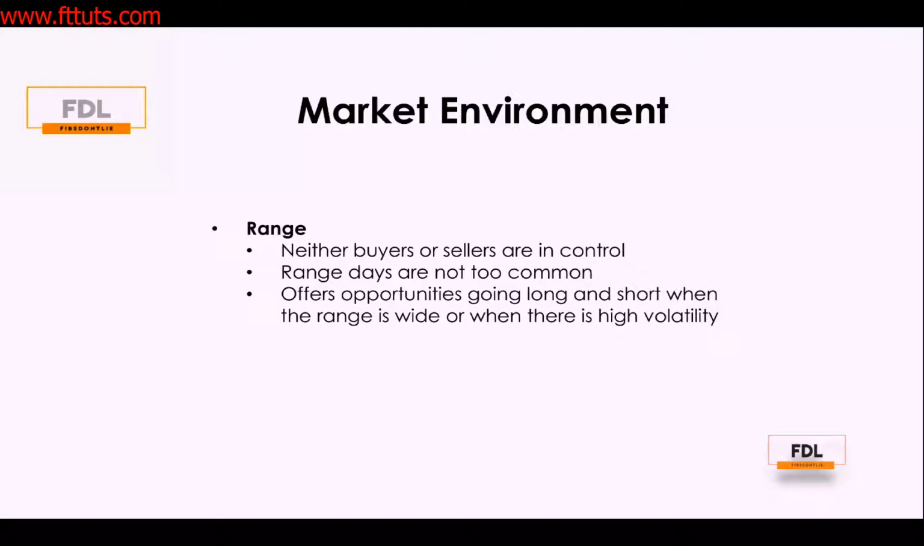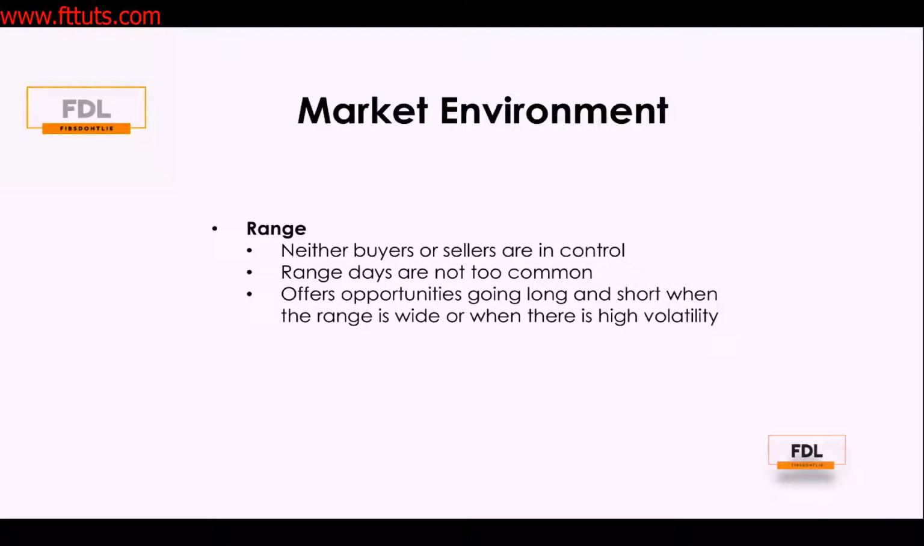Neither buyers nor sellers are in control. It is just trading in a range. One thing that we need to differentiate is whether it's a range or if it's just a choppy environment. And the difference is that a range is pretty wide and it offers you opportunities to go both short and long. Whenever it's actually choppy, you see a small range of, I would say, about 5 to 10 pips, and it's just ranging back and forth.